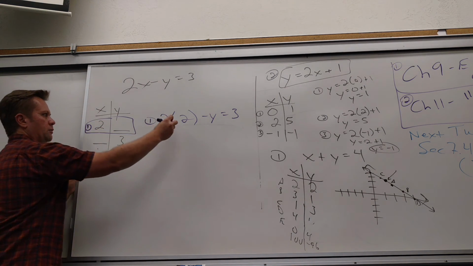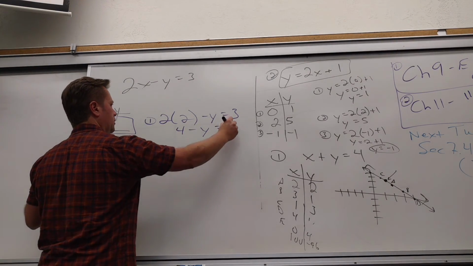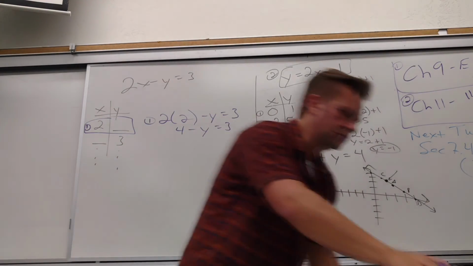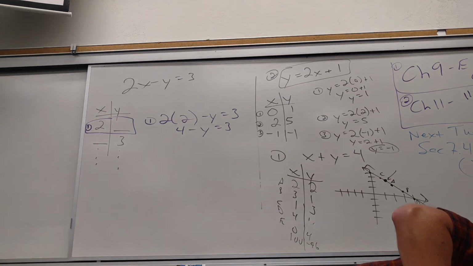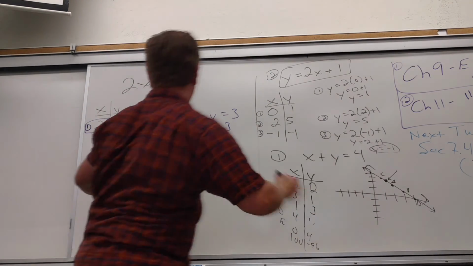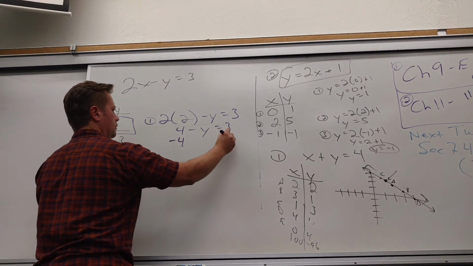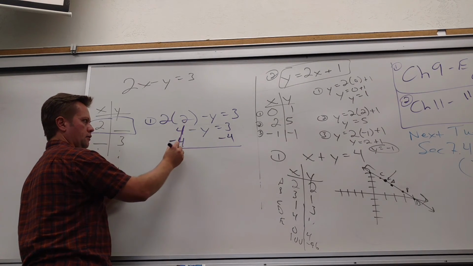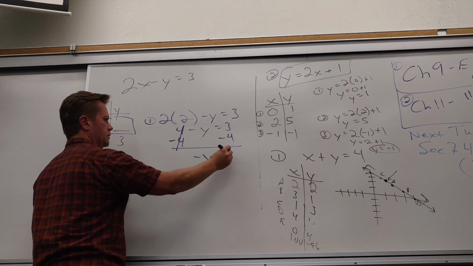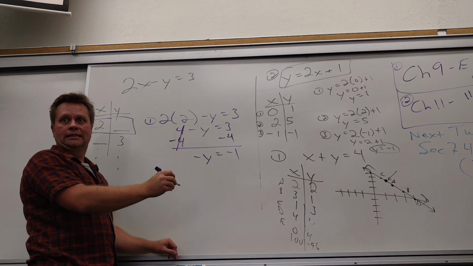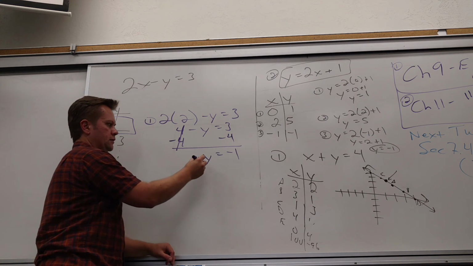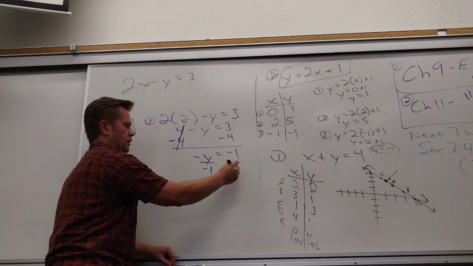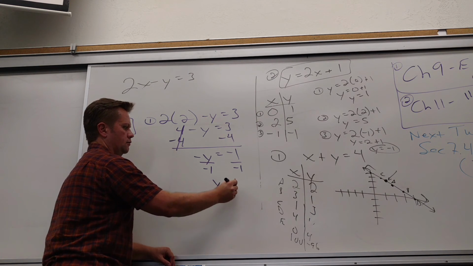So here, it would be 4 minus y equals 3. Oh, subtract. Thank you. Subtract 4. So you get negative y equals negative 1. How do I kill that negative? I just divide by negative 1, so your y is 1.